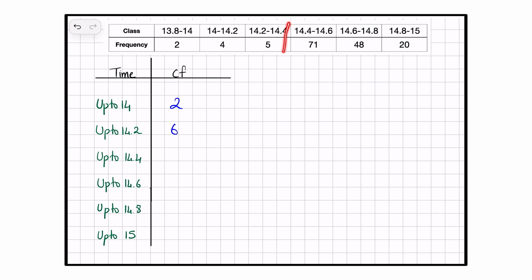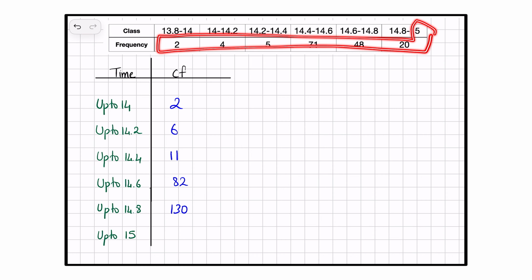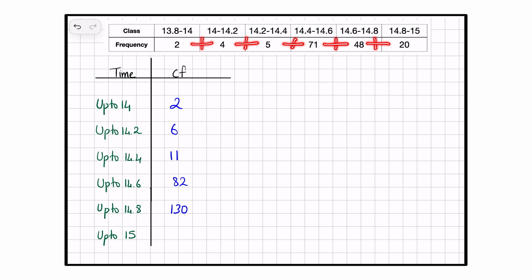Up to 14.4, we have to add 2 plus 4 plus 5, that will come to be 11. Similarly, I will get 82, 130. How do I calculate up to 15? I have to calculate all the data points. So that will be 2 plus 4 plus 5 plus 71 plus 48 plus 20. You will get 150.